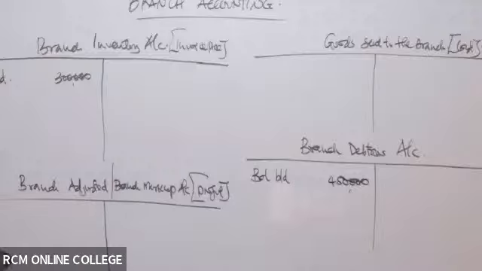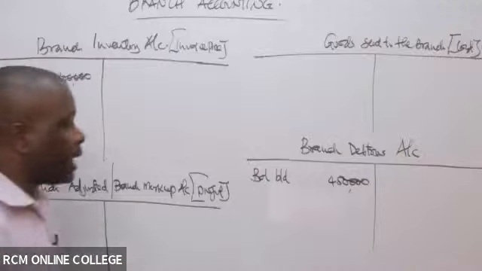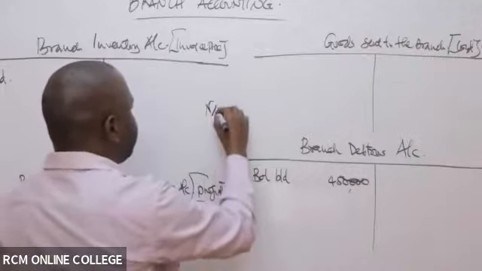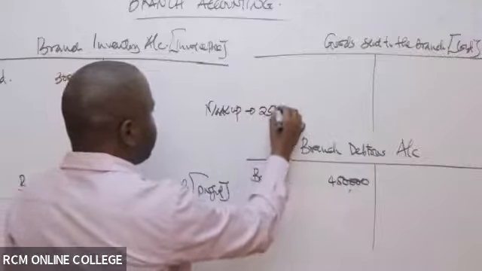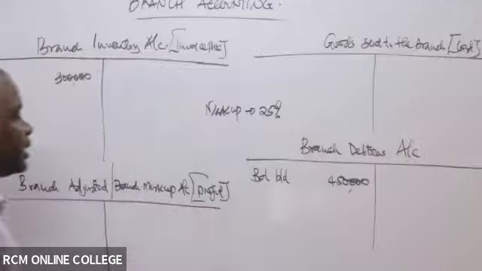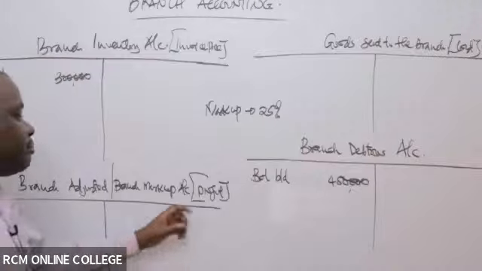450,000. But now remember, we're saying that this particular opening balance has what you are calling what? A profit element in it. And of course, you've been told the markup. You can see the markup. The markup is actually what? 25%. So the profit element here, we have to pass it through now, in this case, what? The branch markup account.